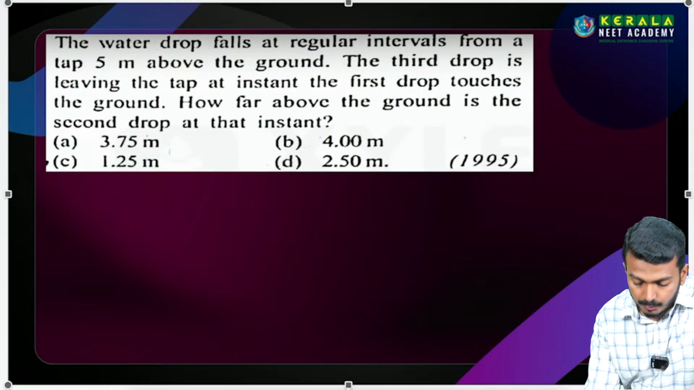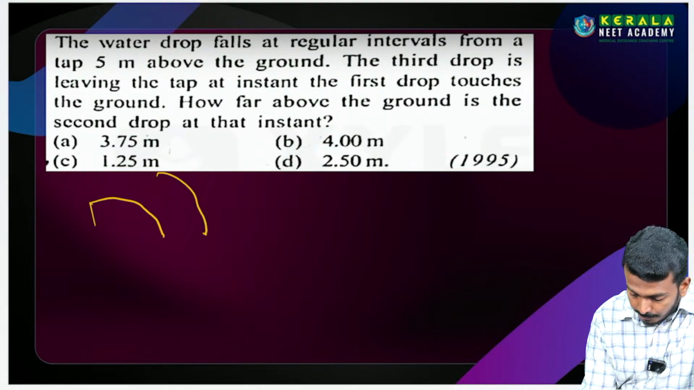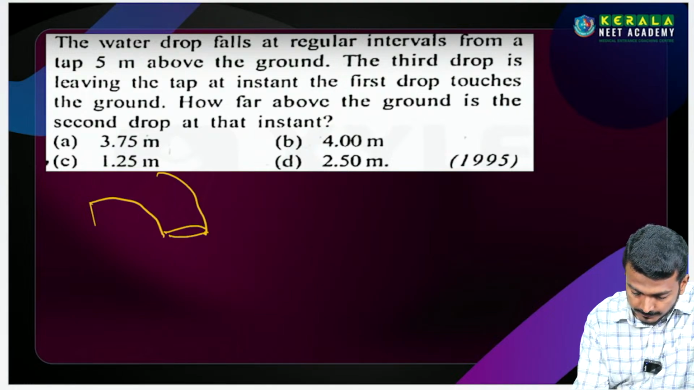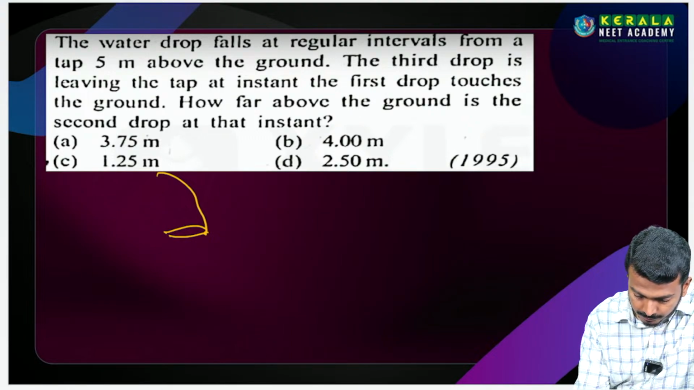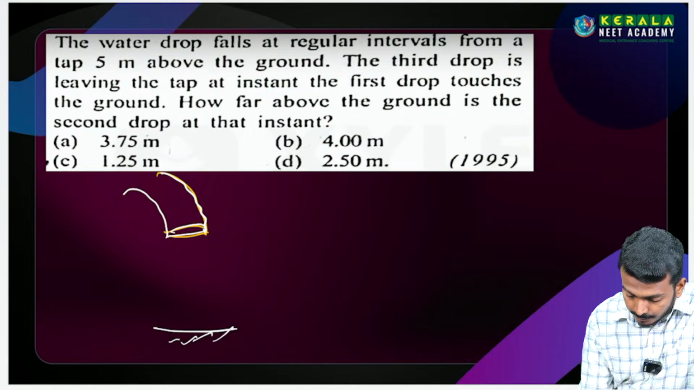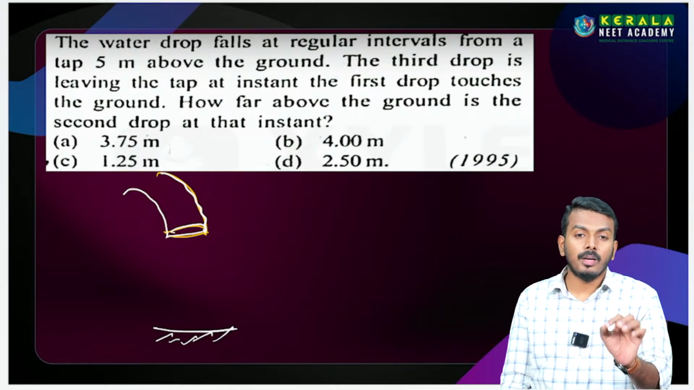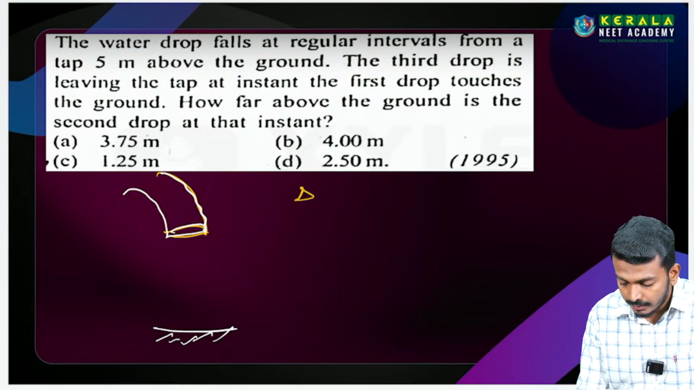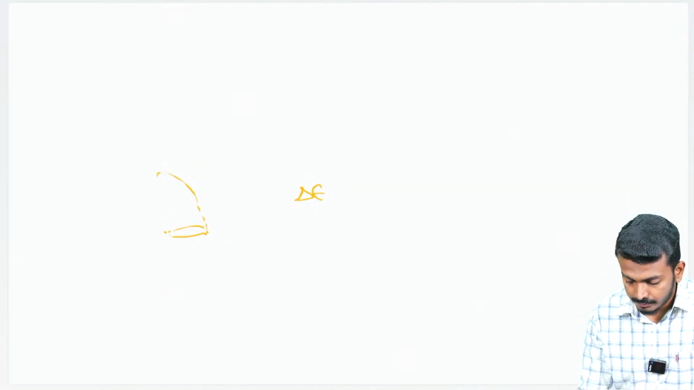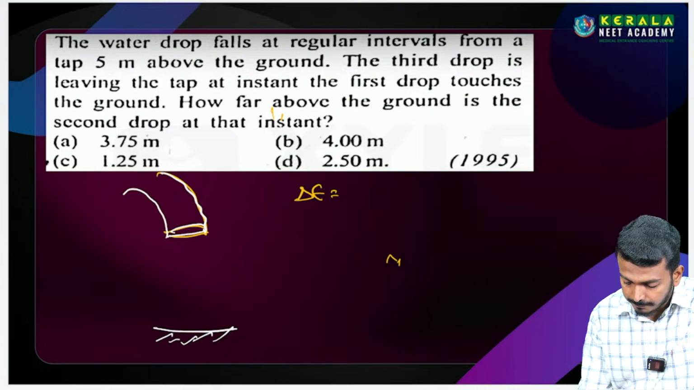Listen, when we solve the question, what is there? A water pipe is there. Water pipe. This is the ground. Anyway, what is given in the question? The water drops fall at a regular interval of time. So what is equal? Delta t is the same.